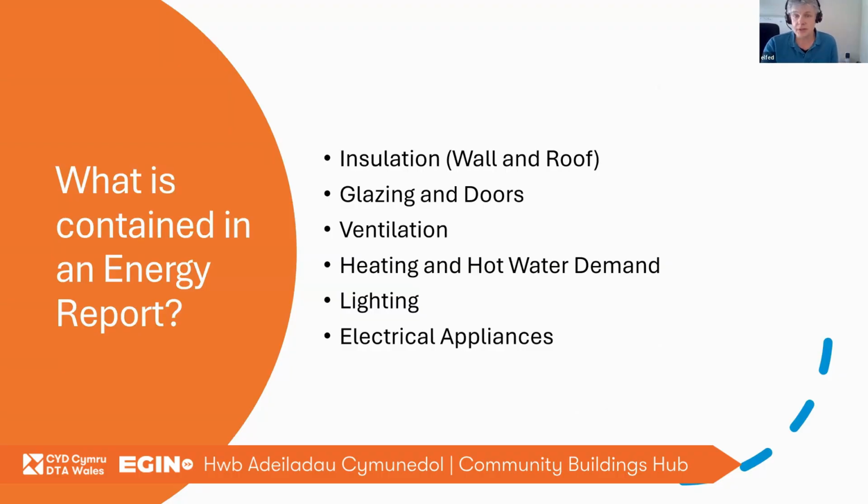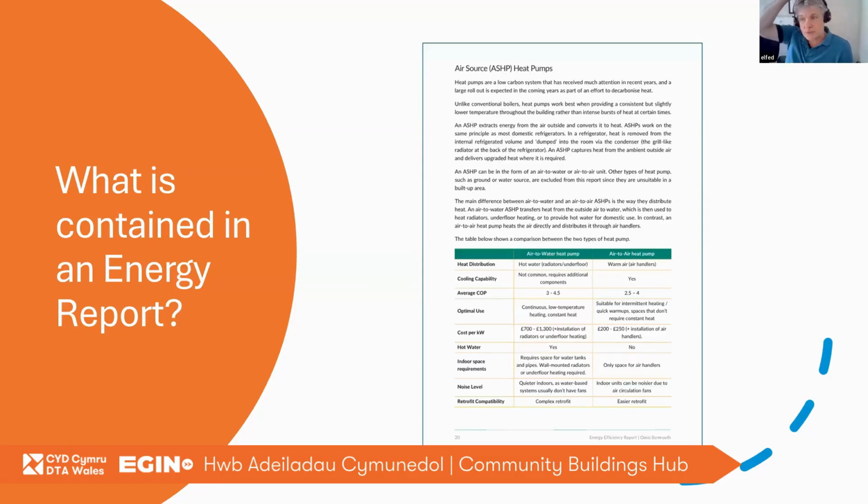Ventilation improvements to your building, where you're generating your heating and your hot water, and what solutions you could use instead of your current heating systems if it needs replacing. As well as lighting, LED lighting improvements, for example, and electricity use of the appliances in your building. Two sections I just wanted to highlight just because they're a little bit more detailed. The first one is the air source heat pumps.